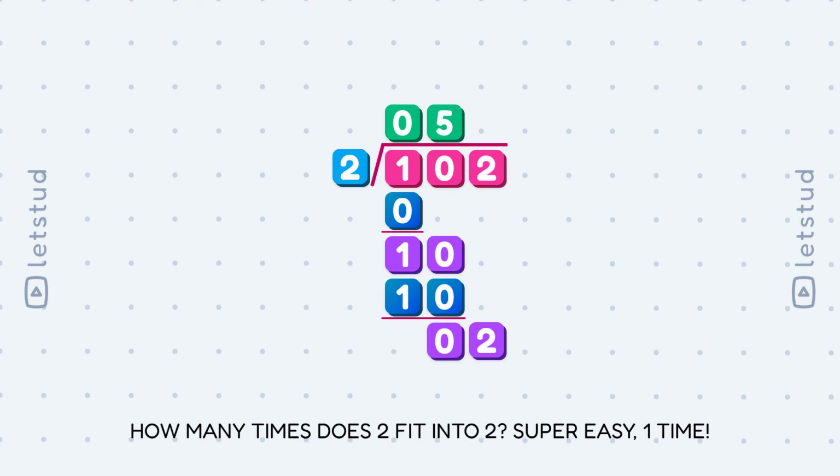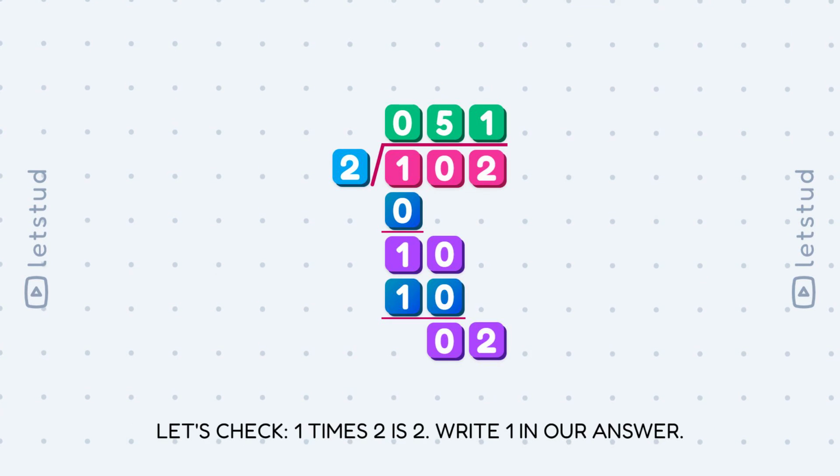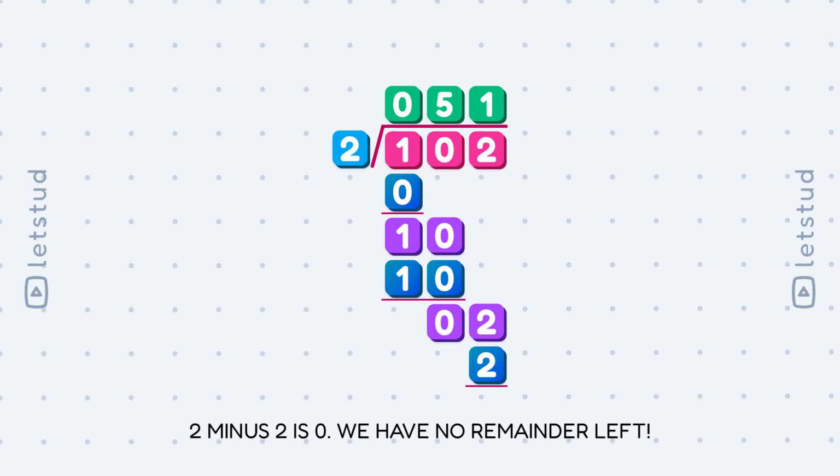How many times does 2 fit into 2? Super easy, 1 time. Let's check. 1 times 2 is 2. Write 1 in our answer. 2 minus 2 is 0. We have no remainder left.